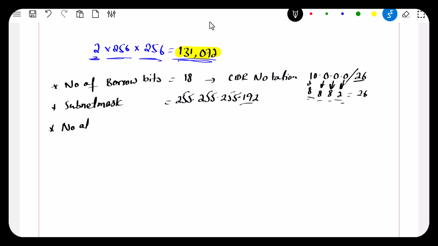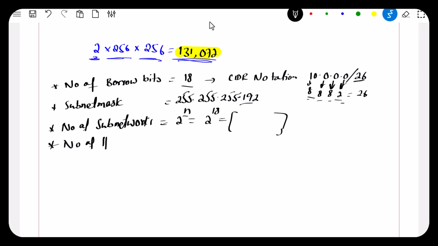Number of subnetworks is equal to 2 power n. What is the n value? We borrow how many bits? We borrow 18 bits. So 2 power 18, okay, is equal to the number of subnetworks.